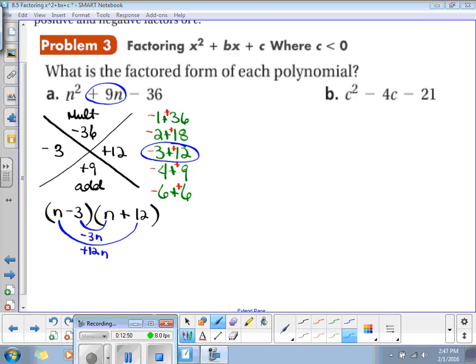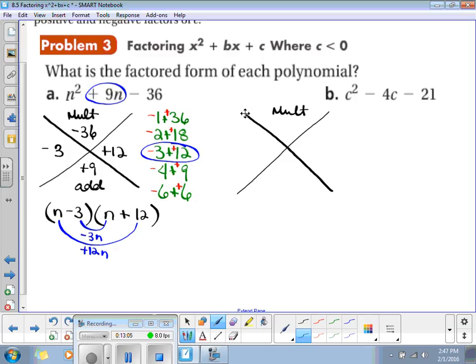All right. Letter B, we have c squared minus 4c minus 21. And again, we're going to organize using our x method. So when we multiply, what do we want to get? Negative 21. And when we add, what do we want to get? Negative 4. Very good. So, factors of what? 21, right?